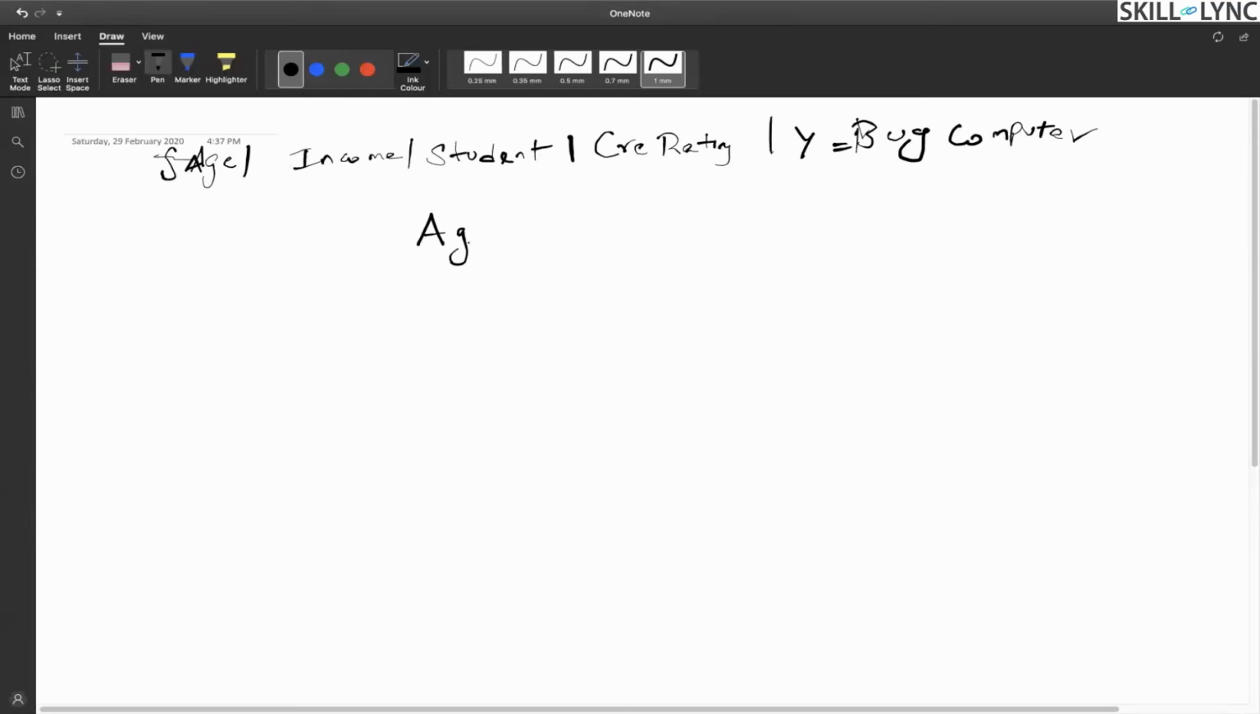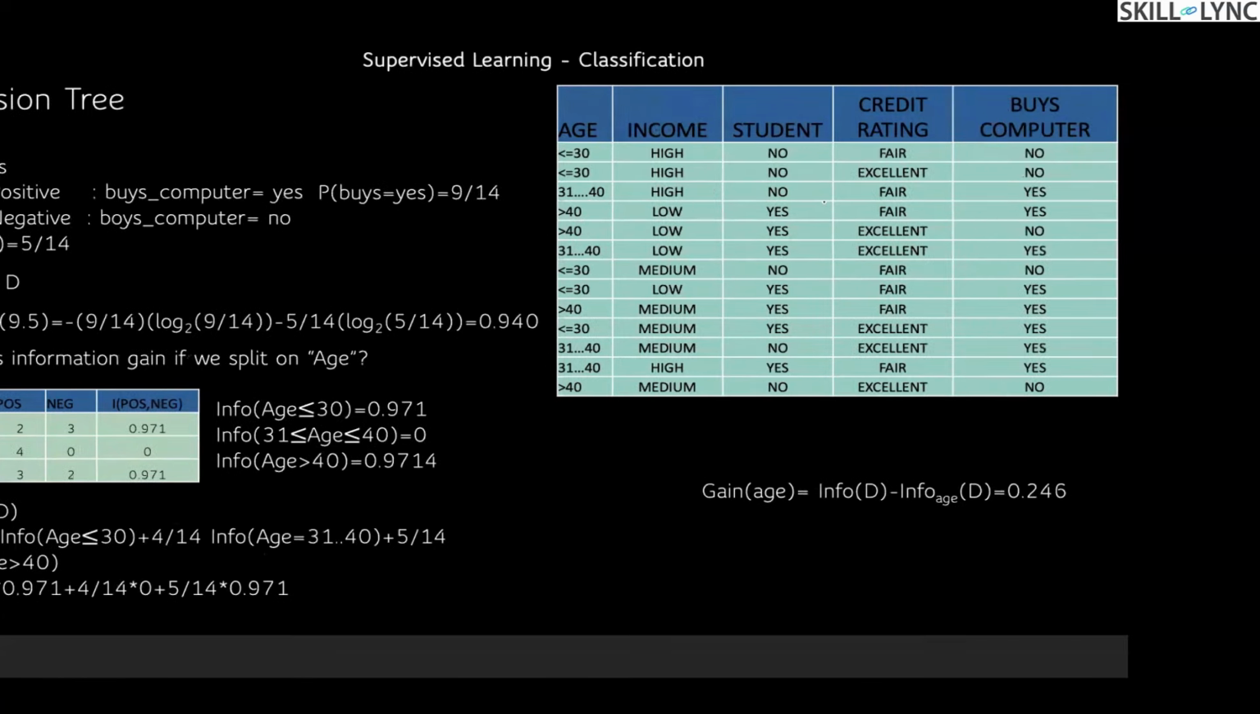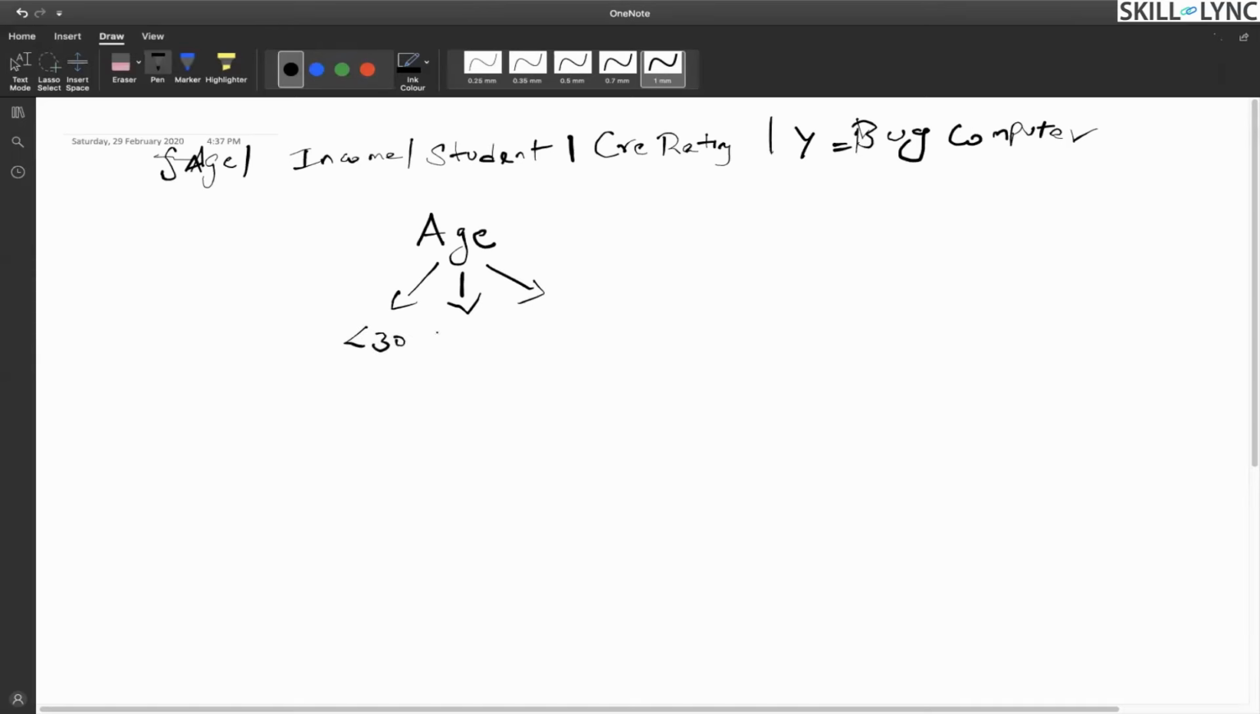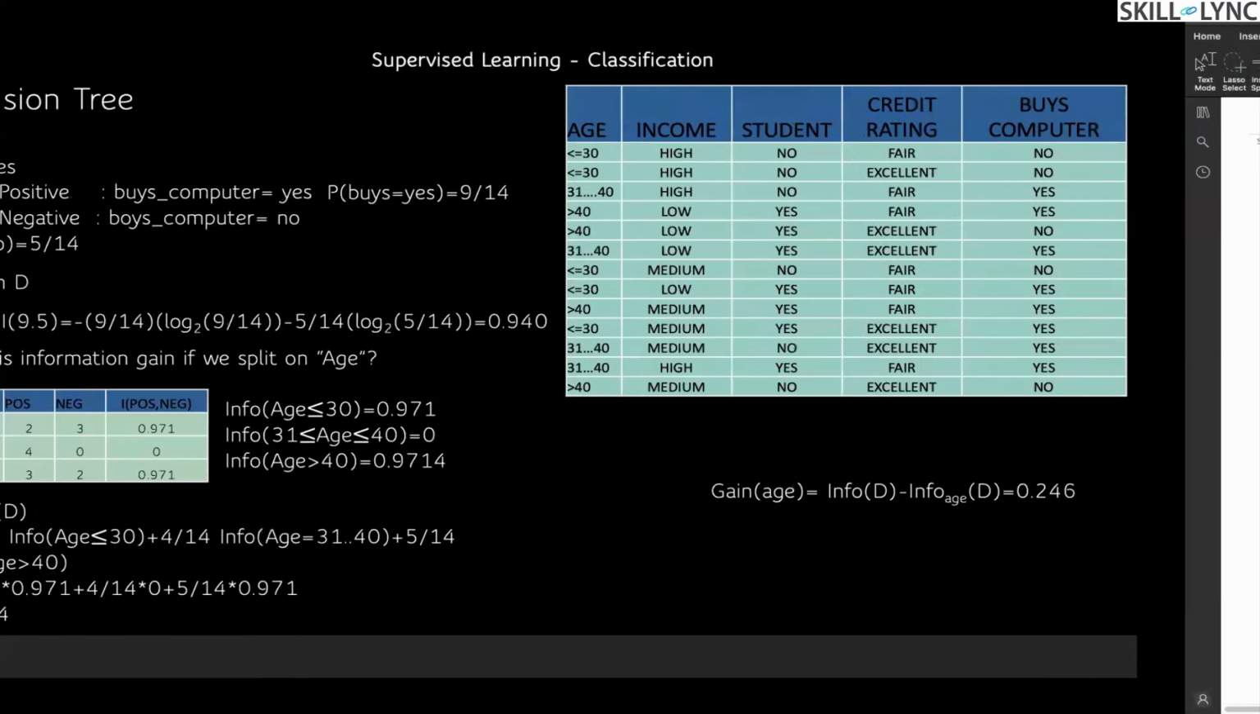Okay. Let's say I'm choosing age as my root node. Now tell me how many bifurcations or branches it can have, just by looking at the age. Less than or equal to 30, 31 to 40, greater than 40, right? Did you understand this, guys? I'm trying to create the tree by taking age as my root node. Right? Yes, very simple, cool.